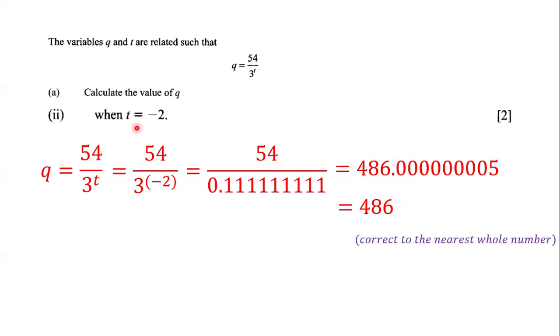So that means that when T is equal to -2, Q is equal to 486, and that's our answer, correct to the nearest whole number.